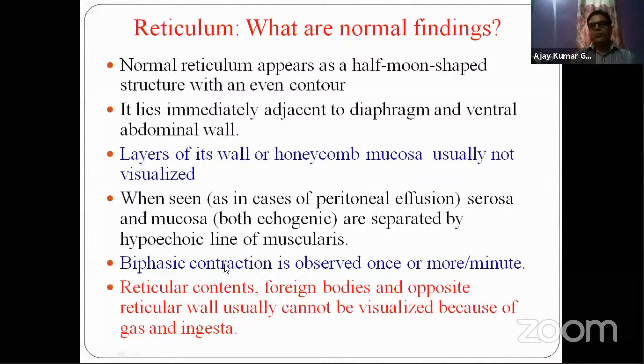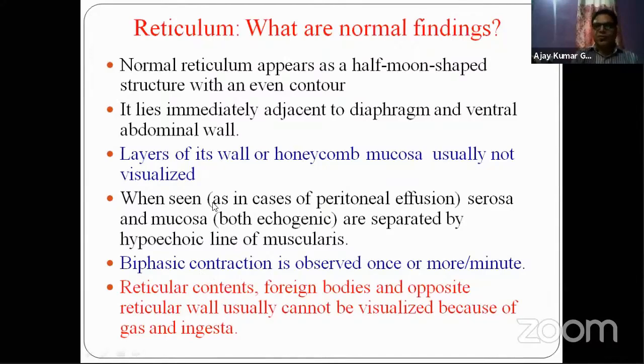We can also observe biphasic contraction of the reticulum, which usually is 1 per minute or even more. In these biphasic contractions, we see two types of contraction. The first contraction is incomplete, which is followed by a complete contraction, or the primary contraction of the reticulum.